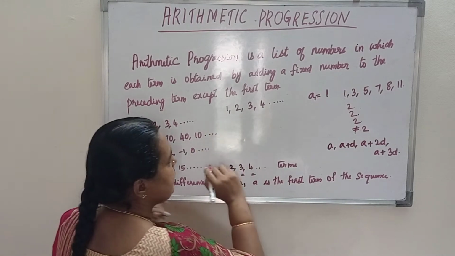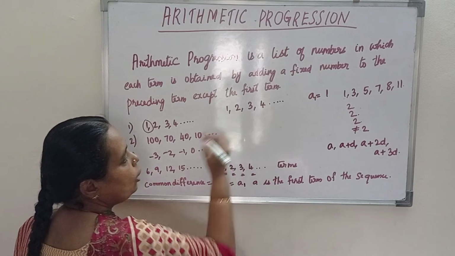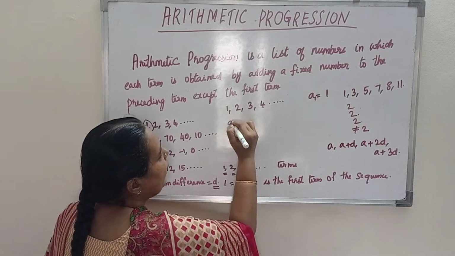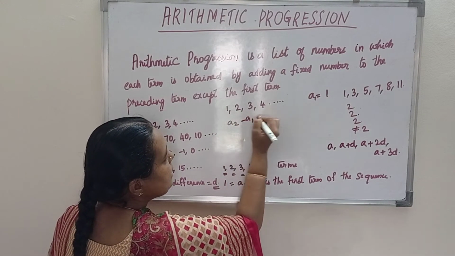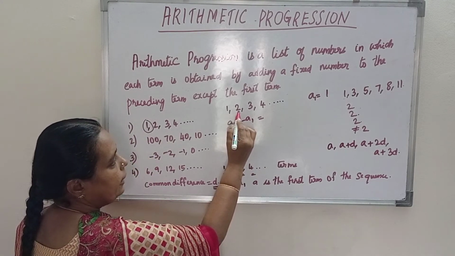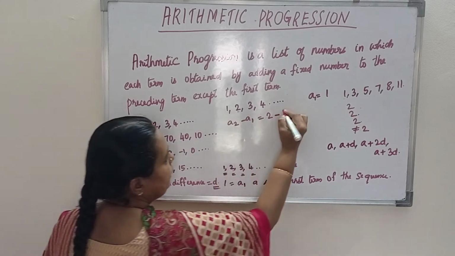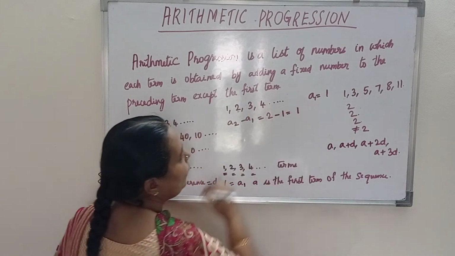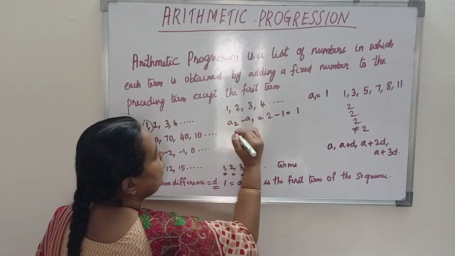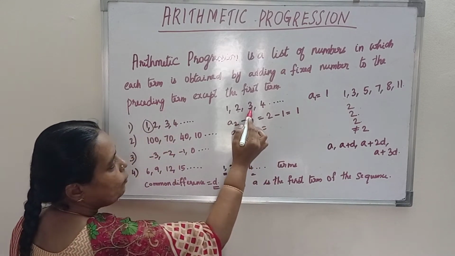So let's come to this example: 1, 2, 3, 4. How to find out the common difference? A2 minus A1. What is A2? A2 is the second term, 2, minus A1, the first term, 1. 2 minus 1 is equal to 1. Then A3 minus A2. What is A3? What is the third term?